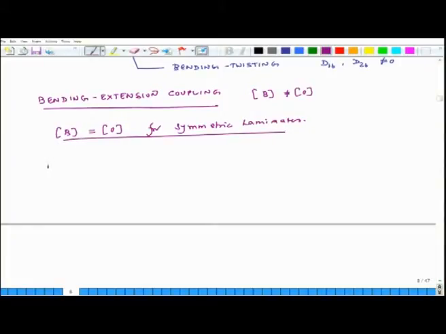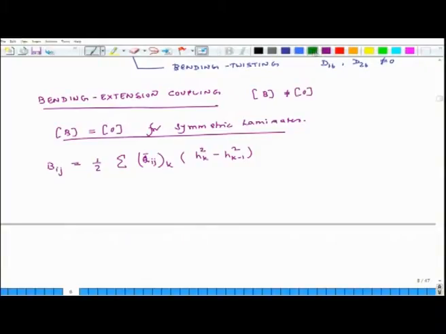So, we know that Bij equals half of the sum of Qij bar for the kth layer times Hk square minus Hk minus 1 square. Okay. So, this is the definition for the ijth element of the B matrix.